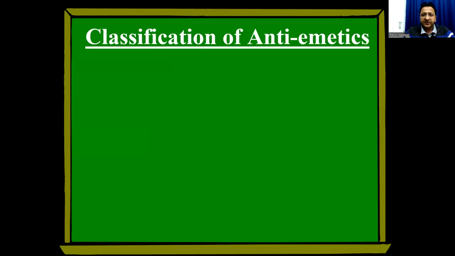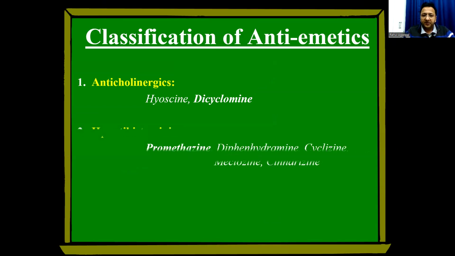With this background, we will now see the classification of antiemetics. When we give an anticholinergic, it is blocking the muscarinic cholinergic receptor, and antiemetic activity can be achieved. Hyoscine or dicyclomine are the basic drugs. H1 antihistaminics: promethazine, diphenhydramine, cyclizine, meclizine, cinnarizine. H1 antihistaminics basically have an anti-allergic role, but they can also be useful as antiemetics. They are blocking the H1 receptor.